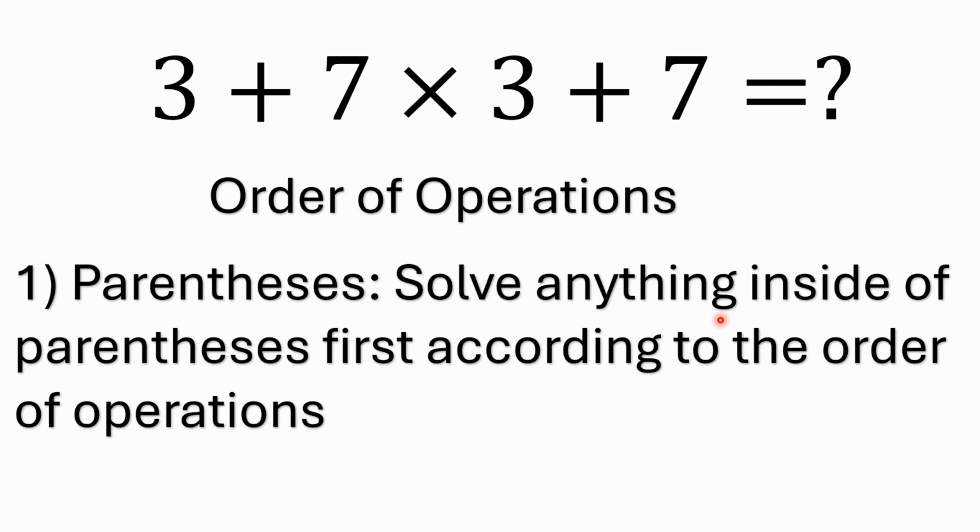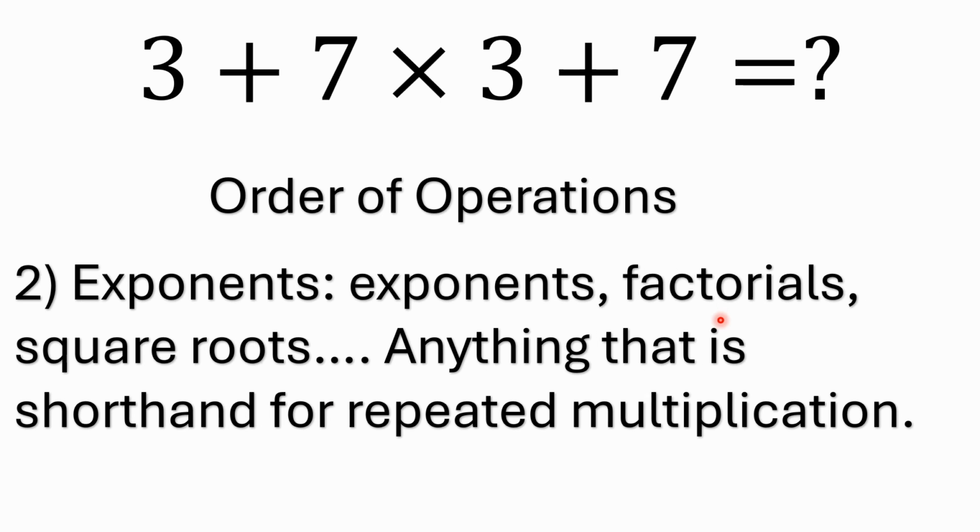Well, what would we look for next? We would look for exponents. We could look for factorials. If you know what factorials are, they use the exclamation mark. Square roots. Basically, step two is anything that is shorthand for repeated multiplication. Exponents definitely fit in that category, so do factorials and square roots. But again, we don't have anything.